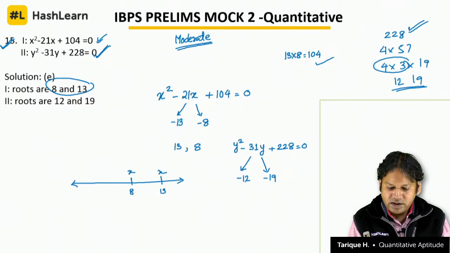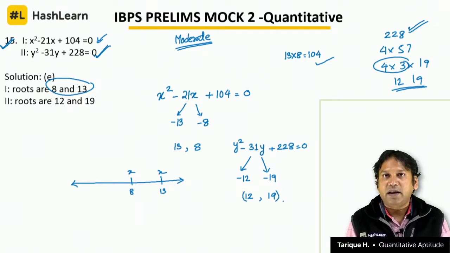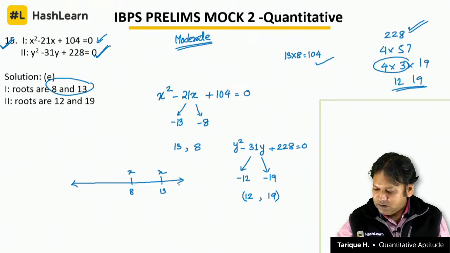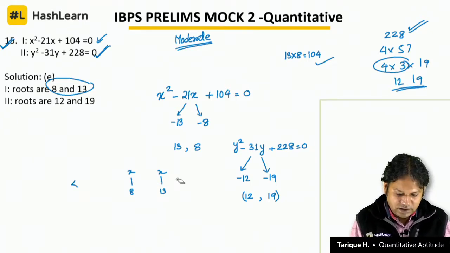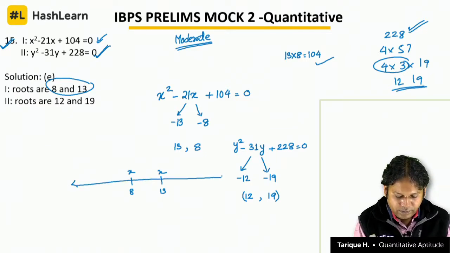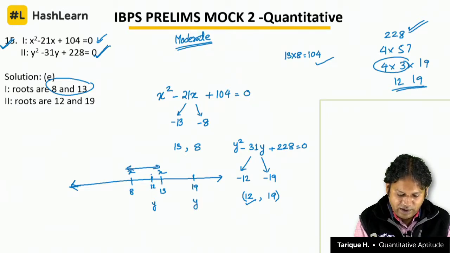To get the roots, just write these numbers and change the sign. So minus 12 becomes plus 12, and minus 19 becomes plus 19. So if you plot the roots here, let me increase this line. So what is our y value? 12, so 12 will come somewhere here. This is the y value 12, and 19 will come here. So the x value and y value are overlapping.